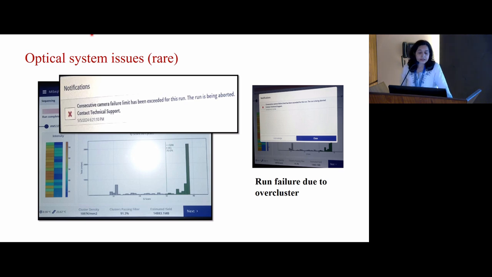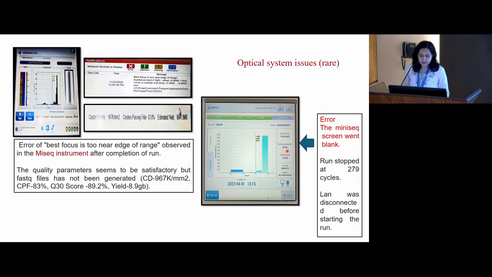Some optical system errors can be caused. This is all related to hardware errors, but it can occur inside the machine, or it can be caused by our processing also. So this run failed due to over clustering of the library. You can see the clusters were there, passing filter and everything was there, but the camera failed to capture the picture because the library concentration was too high. So the camera was not picking up ATCG properly, and due to the over clustering, the camera failed to give the results.